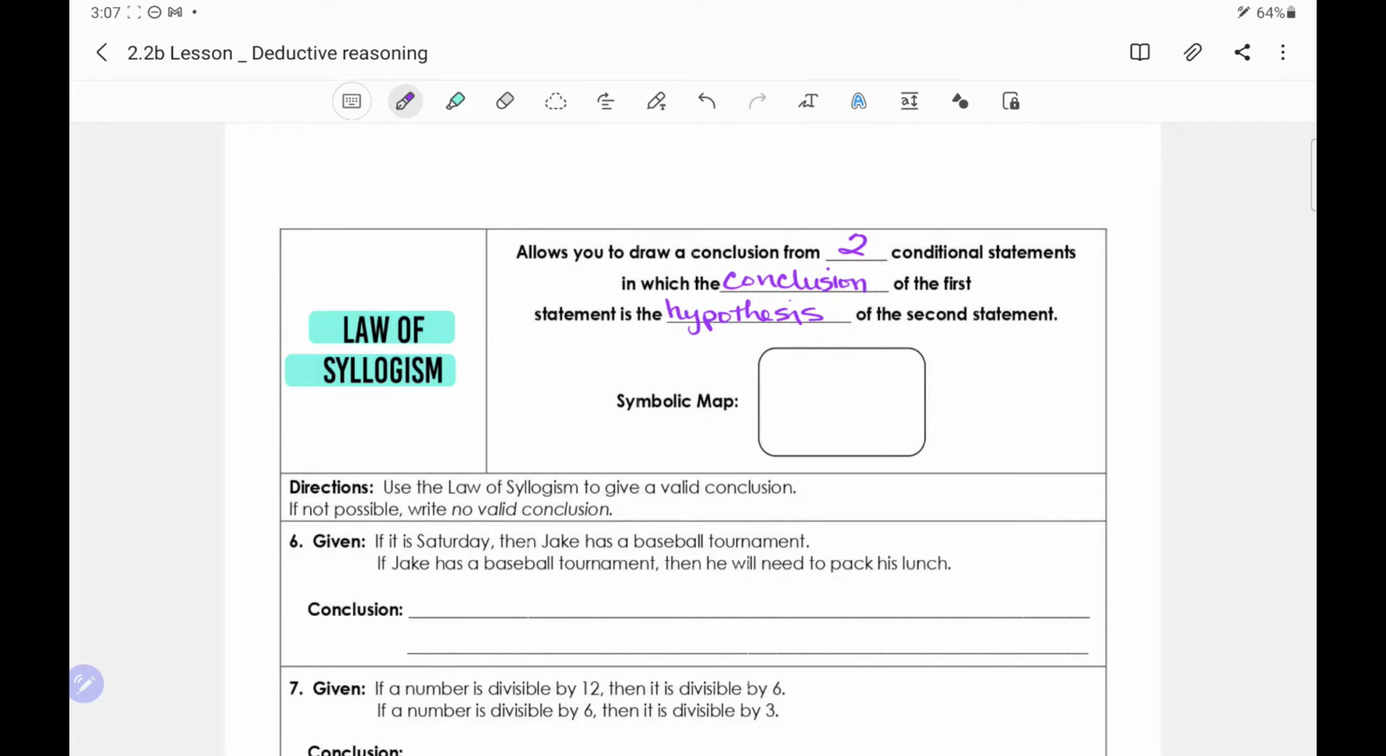This might seem like a minor detail, but it's very important because the law of syllogism only applies in this specific case. And so you've got to keep it in mind every time you're about to say law of syllogism, you have to check if this criteria is met.